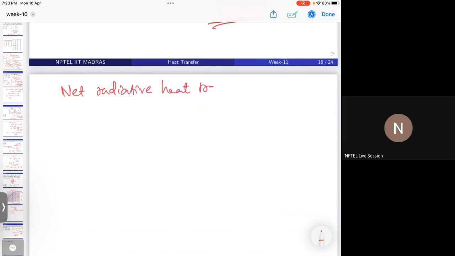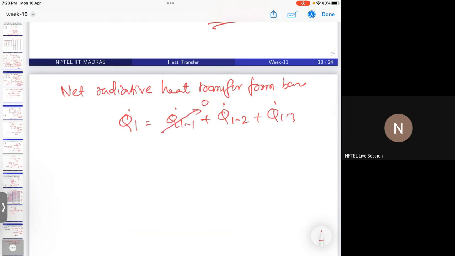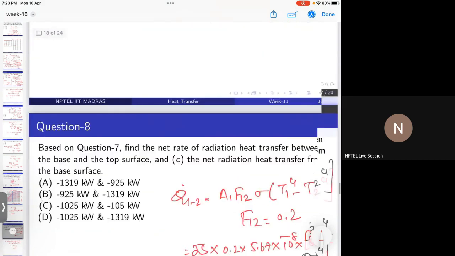So next is the net radiative heat transfer from the base. What is the net radiative heat transfer from the base? That is Q dot 1. It comprises Q dot 11 plus Q dot 12 plus Q dot 13. Q dot 11 is 0 because the view factor F11 is 0. So Q dot 12 is minus 1319 plus Q dot 13 is 394, which is positive. So minus 925. So now your assumption is right.